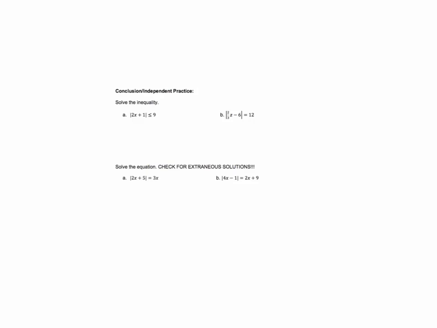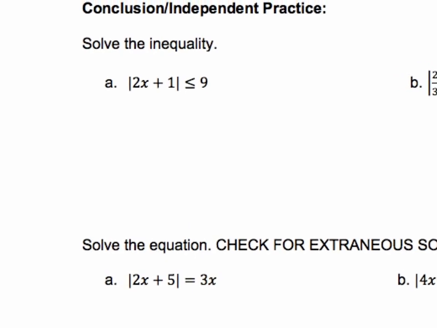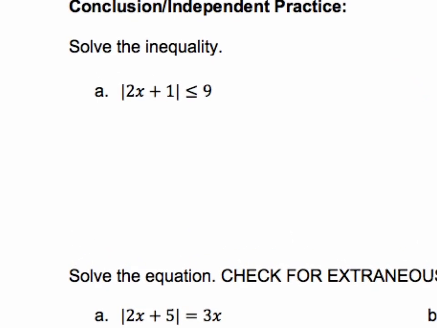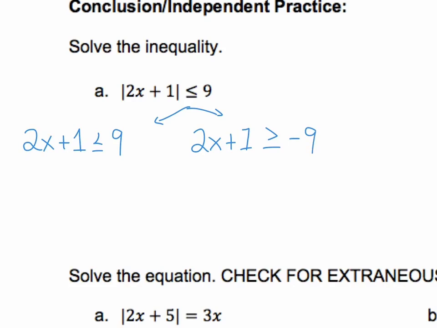This is normally like conclusion, independent practice, but I just wanted to set up this part A for you real quick. Kind of show you how this is going to cook down. So again, I see my absolute value function is isolated. So I'm going to go ahead and break this absolute value function into its two little mini equations, or inequalities in this case. I'm going to do 2x plus 1 is less than or equal to 9. And then I'm going to do 2x plus 1 is greater than or equal to negative 9. Do you see how I flipped the inequality before I changed the sign on the right-hand side?